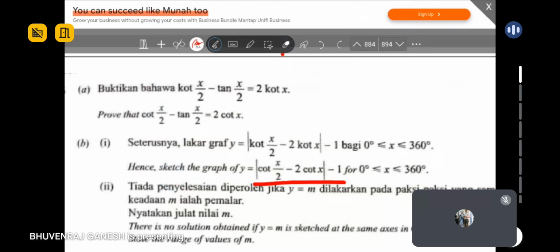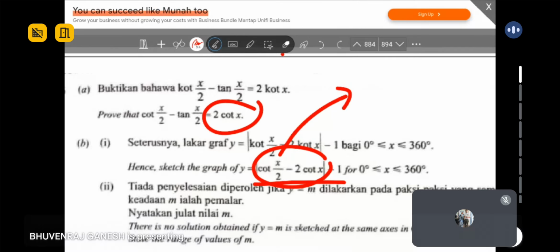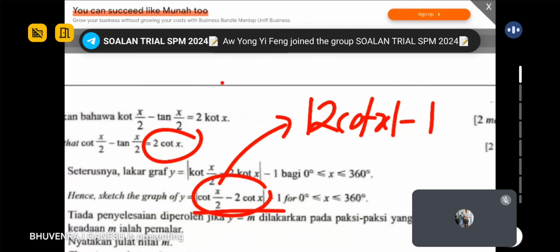Okay, they ask you to draw the modulus graph guys. Lukis graph modulus. Now guys, this one sama dengan apa guys? May I know? Sama dengan yang ni lah, sebab kamu dah buktikan tadi. You already proven. So means that you must just draw the graph of 2 cotangent X minus 1. So boleh lukis tak guys? Can you all draw this graph? Should be able to, right?